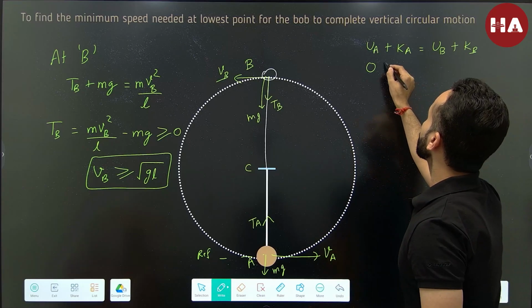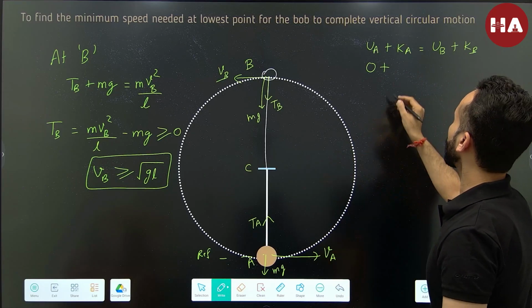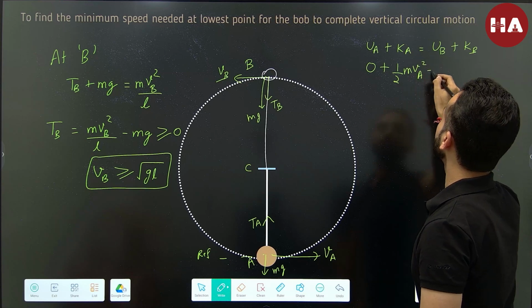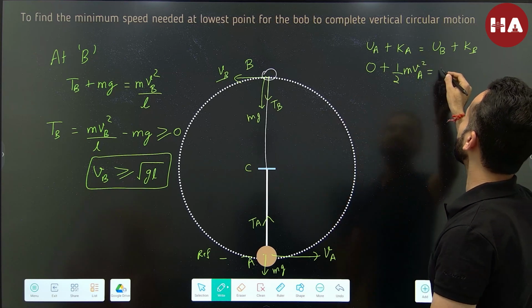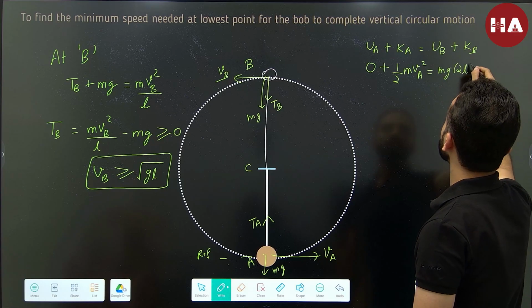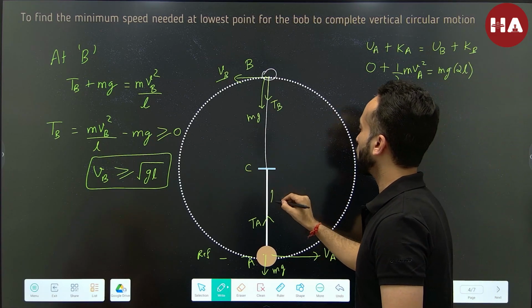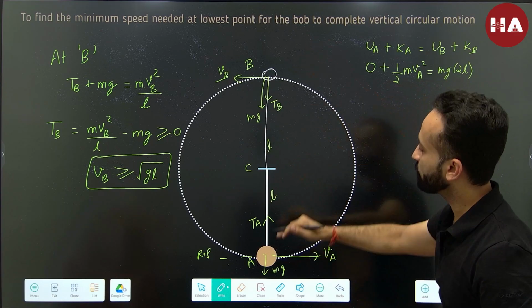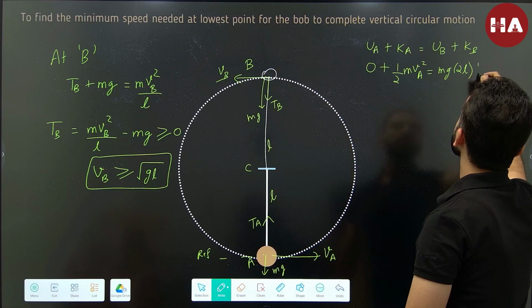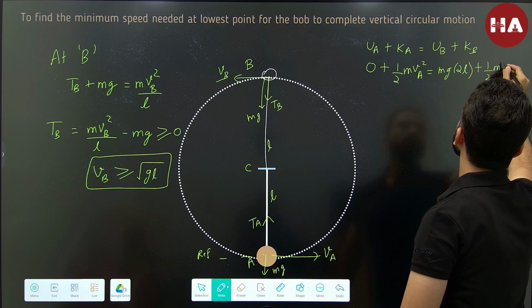Alright. Now what is KA? Half mVA square. Very easy. What is UB? That is the potential energy at the highest point, and can we all understand that the height from this point to this point is going to be 2L, alright, plus kinetic energy half mVB square.